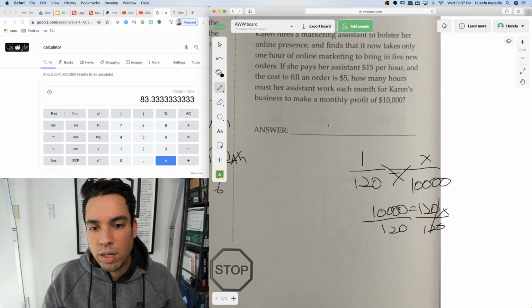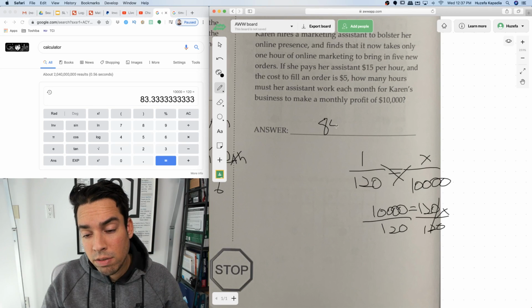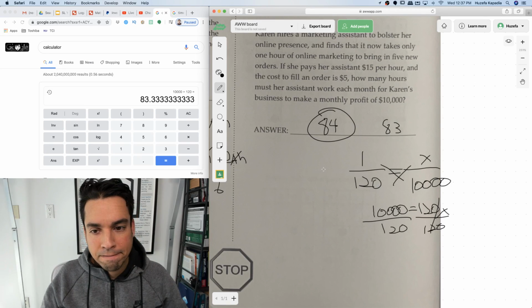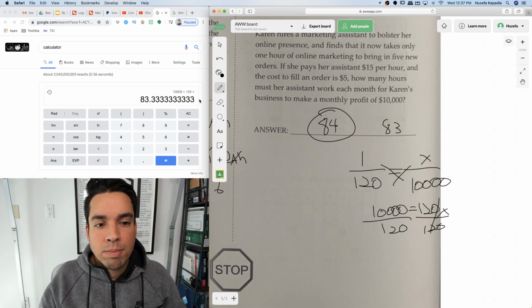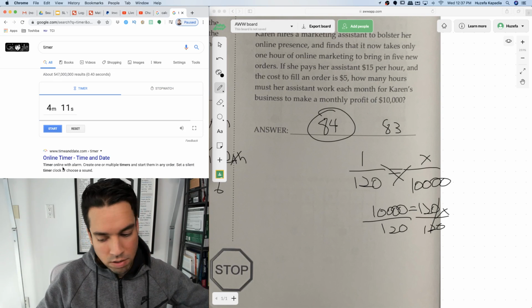So 83. Again, I think we should round up to 84. I'm just going to put that 83 there just to see what they did, because she won't make 10,000. She'll make just under. All right, I'm going to stop the clock and see what we got here.